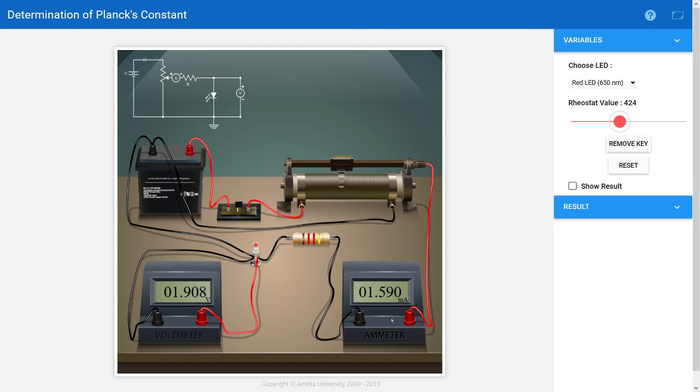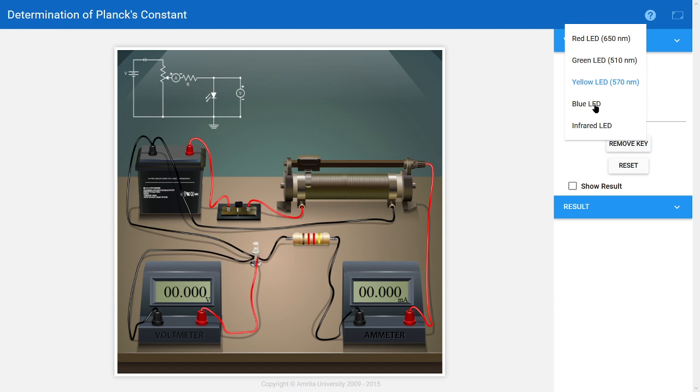As you can see, if we reduce the voltage by a certain amount, there is no current. So let's go back to the value and increase it. Okay, we got it as 1.908. We have another option. We have green, yellow, and blue. For blue it's 475. It's not given here, but I'm telling you this one. And we have another one, the infrared.